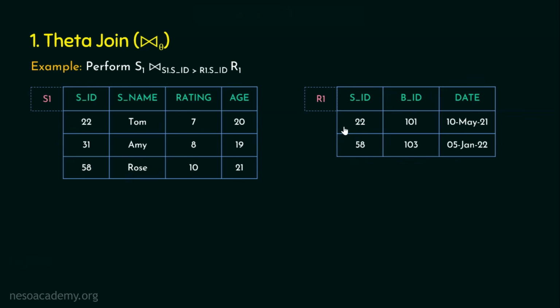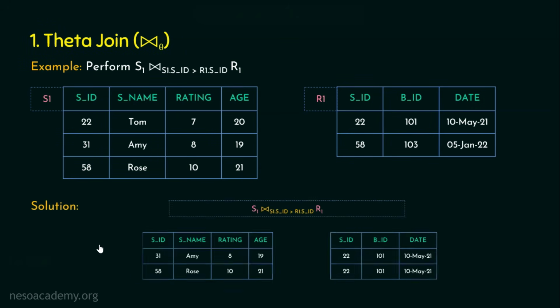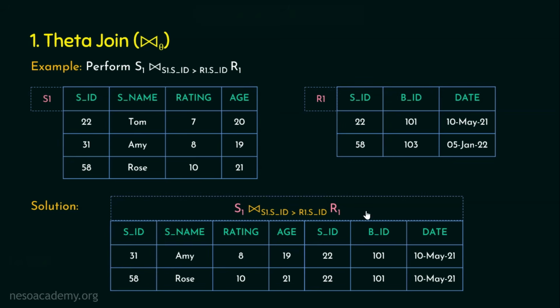Coming to this row, this can be combined with this, but not with this, because 58 is greater than 22, but not 58 greater than 58. So the output will contain, this is the output of this join. This 22 is not greater than 22 and 58, so this row will not be appearing in the output. So that is why we are not seeing this 22 here. I mean here. Coming to this one, 31 is greater than 22 and hence we are able to see this in the output. 31 AMI 819.